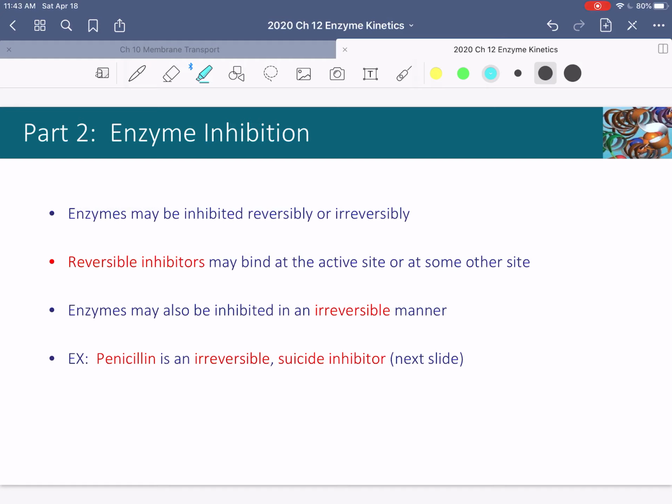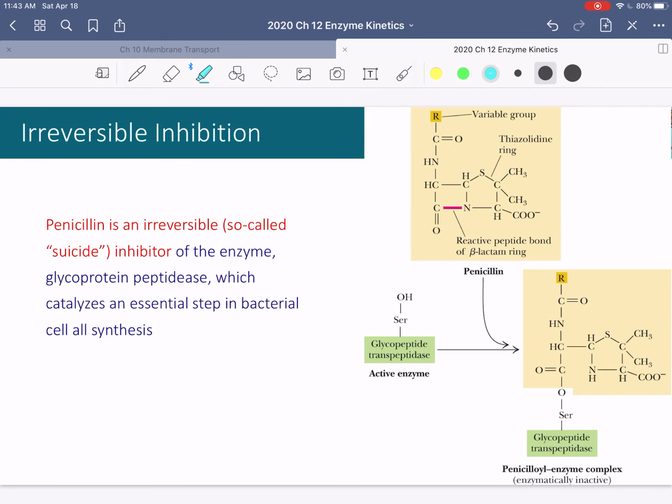You can't dialyze away the inhibitor. The inhibitor is usually covalently modifying the active site. Or you can have reversible inhibitors that bind non-covalently that can be dialyzed away and restore the enzyme activity. Okay, so enzymes can be inhibited irreversibly or reversibly. Penicillin is our example of an irreversible or suicide inhibitor, and we'll look at that on the next slide.